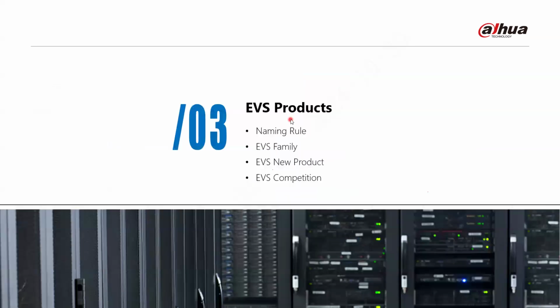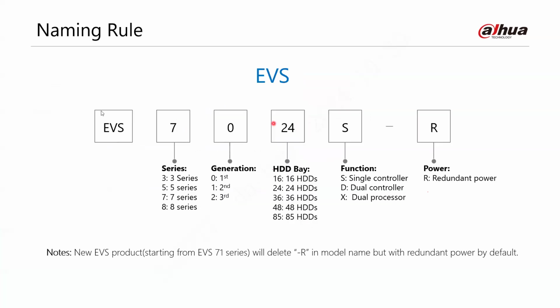So the last part is to take a look at, for example, the naming rule, the EVS family or the EVS product and the competition. And we'll have to skip that for now. Now, in this case, we have the EVS itself, that's the embedded video storage. The first part just denotes the series of the device because we have 3 series, 5 series, 7 series, and 8 series. And then the second part here denotes the generation of that particular device. We have first generation to third generation.